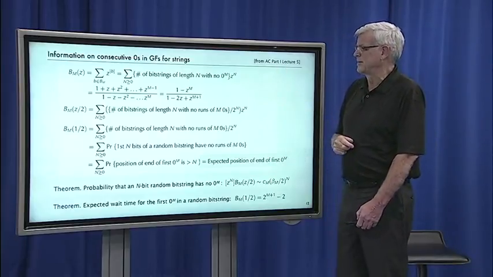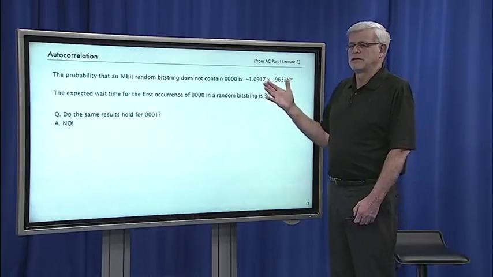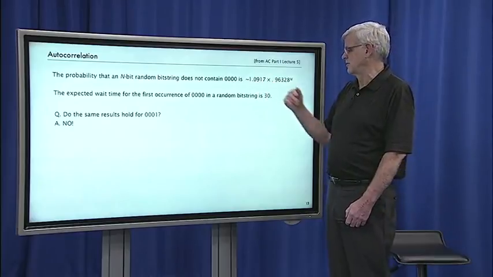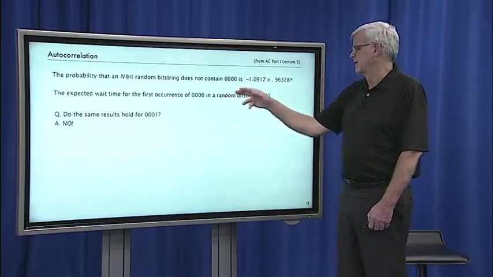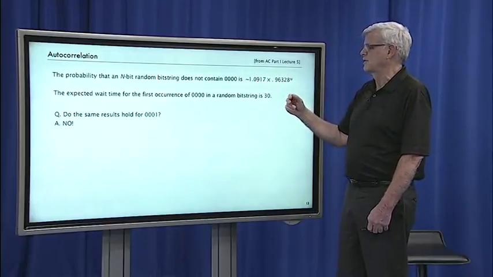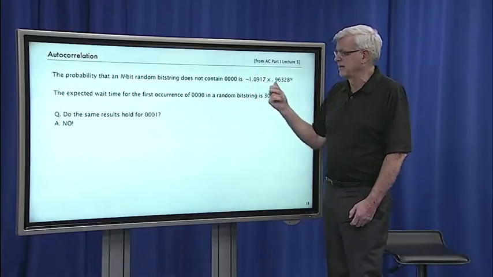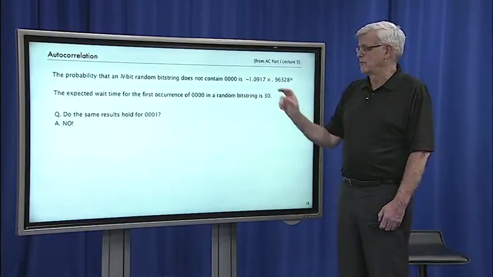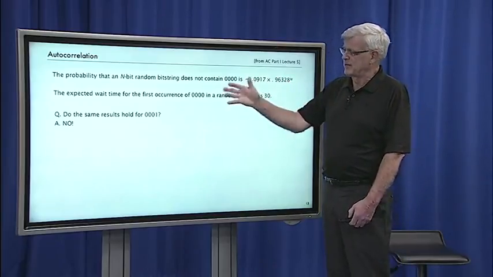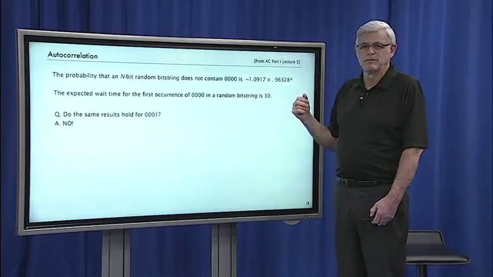And that's a simple probability calculation. This is interesting to think about because if we go to different patterns that are not necessarily all zeros, we calculated the probability that a random bit string doesn't contain 4 zeros and showed that the expected wait time for 4 zeros is 30. What about for 001 or some other pattern? What's interesting, if you haven't thought about it, is that it's not the same. The wait time is different and probabilities are different.